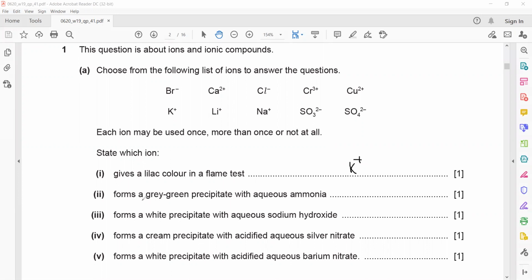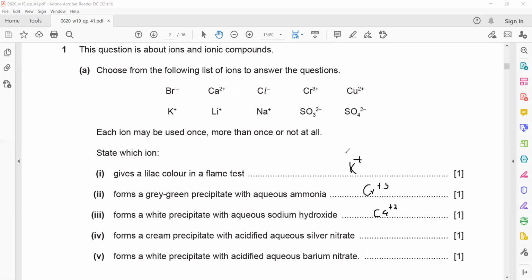Forms a white precipitate with sodium hydroxide. White PPT with sodium hydroxide. So calcium ion gives white PPT. Forms a cream precipitate with acidified silver nitrate. So cream color precipitate are due to bromide. If it was white precipitate with silver nitrate, then it will be chloride, and yellow precipitate, it will be iodide.